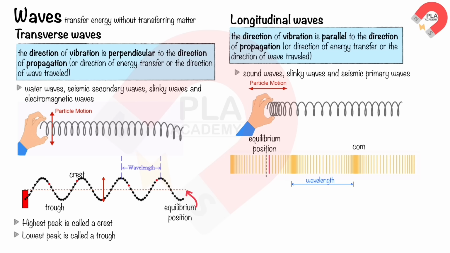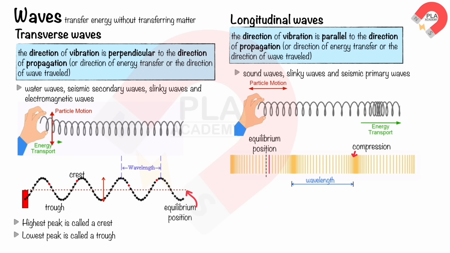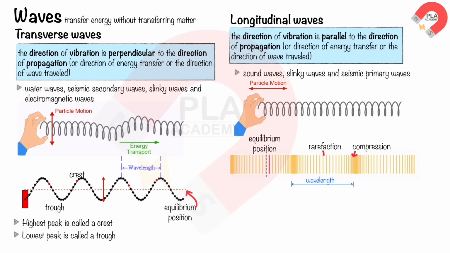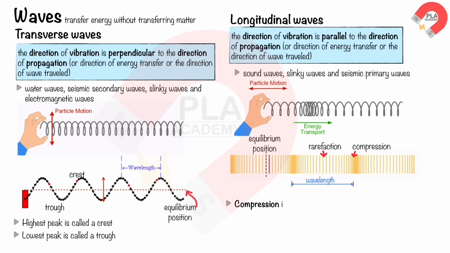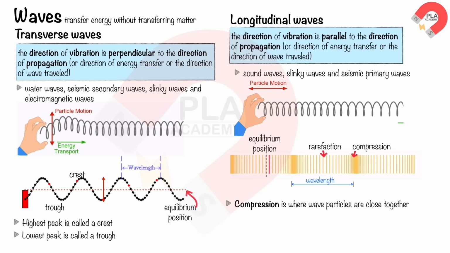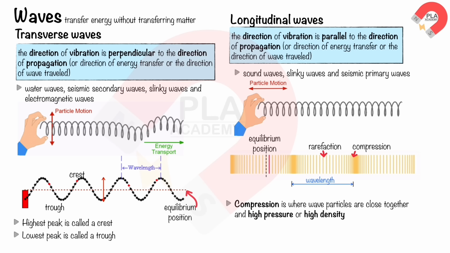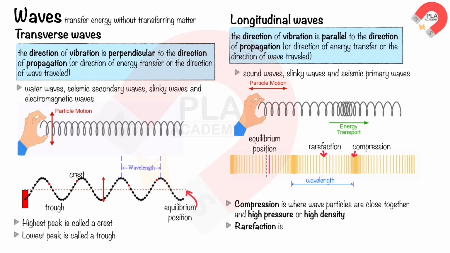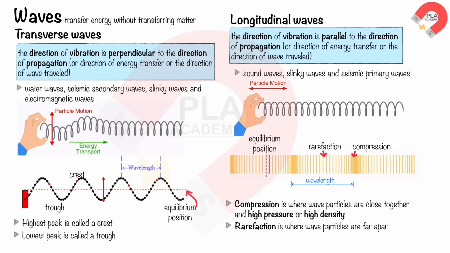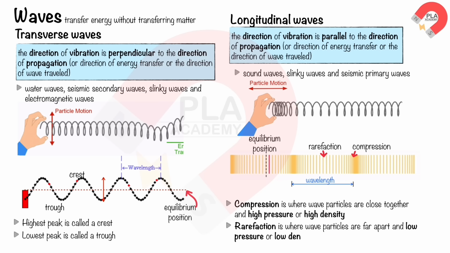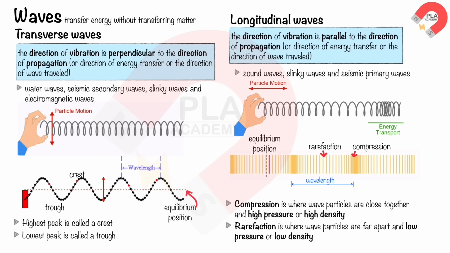Where the spring compresses together, this is called a compression. Where the spring extends apart, this is called a rarefaction. Compression is where wave particles are close together and high pressure or high density. Rarefaction is where wave particles are far apart and low pressure or low density.